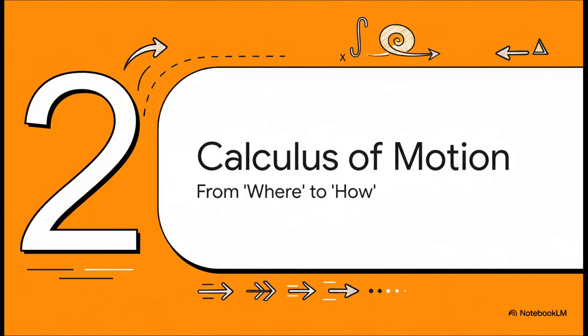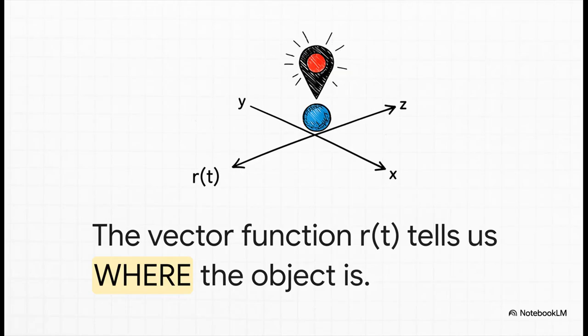Okay, so we've got the where figured out. We can pinpoint an object's location. But honestly, that's only half the story. The really interesting stuff is understanding how it's moving. And to unlock that secret, we've got to bring in the big guns, calculus. So just to recap real quick. That vector function, r of t, that's our position. It's the where. It tells us the location at any given time t.